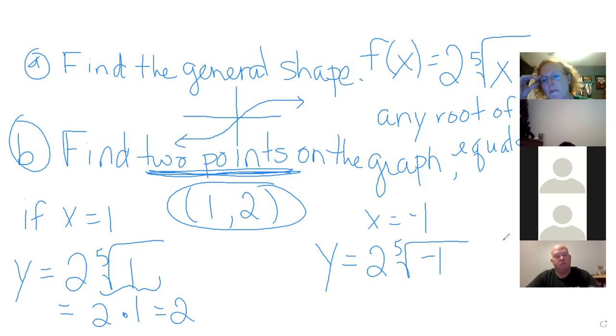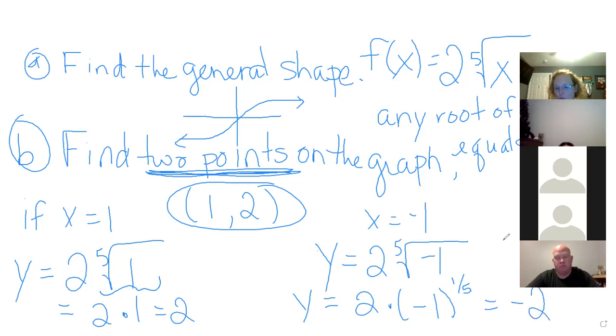Or if you don't want to have to remember where that is, the way that you can put this into your calculator is you can say that this is 2 times -1 to the 1/5 power. And I know that looks a little weird, but anytime you have a root, you can always do 1 over whatever that root is in the bottom. And so if you were to do that, you would get that this is actually equal to -2. So I'm going to put a little note up here. That means (-1, -2) would be another point on my graph.